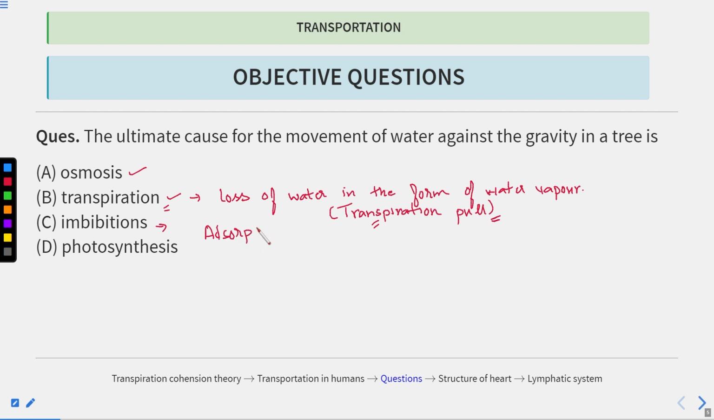Somewhere it is written absorption also, of the water by the solid, or you can say by the surface of the solid material. So it is at the surface. That's why the term surface is very important. Adsorption of the water by the surface of the solid material.